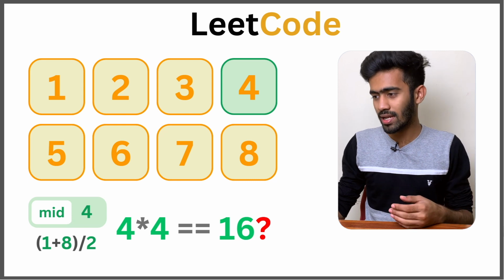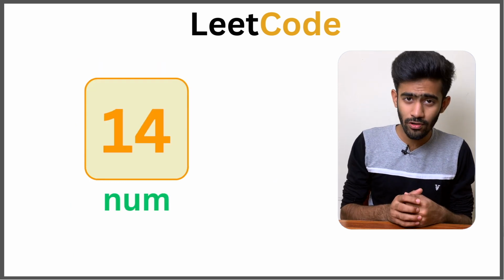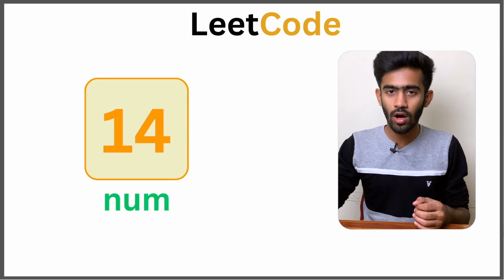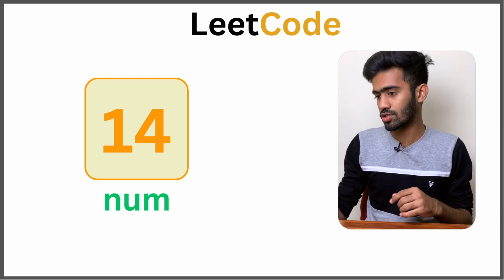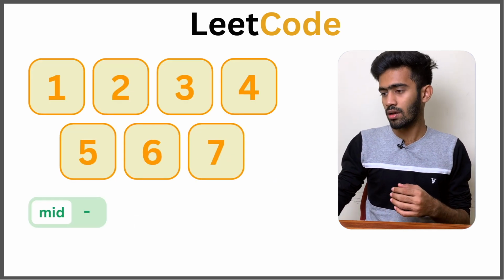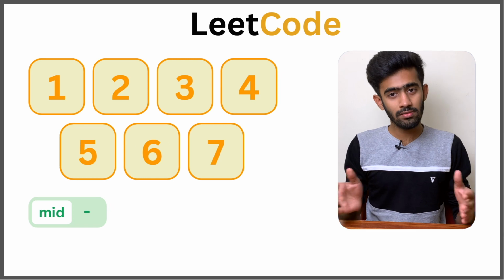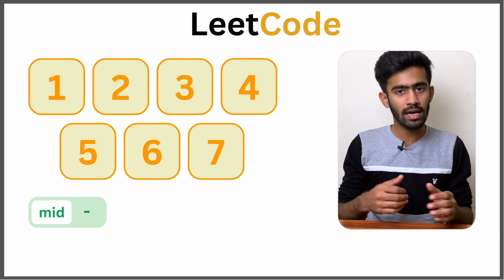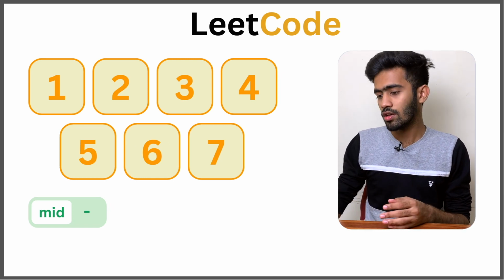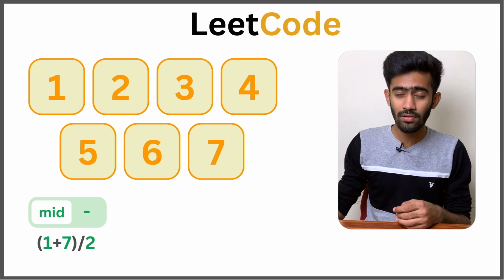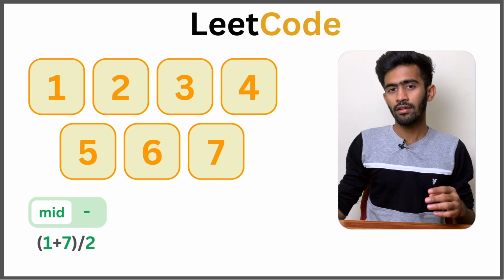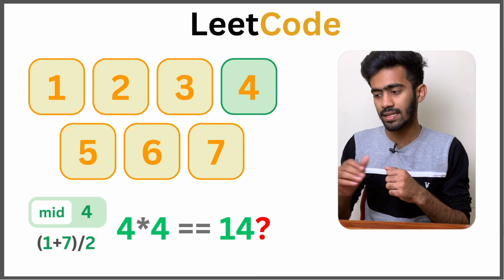Let's move on to another example. For example, num is equal to 14, and as we know, it is not a perfect square and we have to return false. So how do we come up with that? So we have 1 to 14, but we can stop at n by 2, right? So we have just 1 to 7. So 1 plus 7 divided by 2 will give us 4. And 4 square is equal to 16, right?